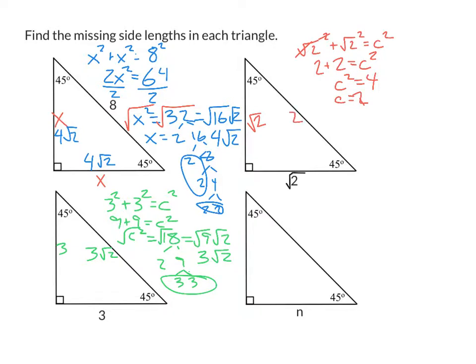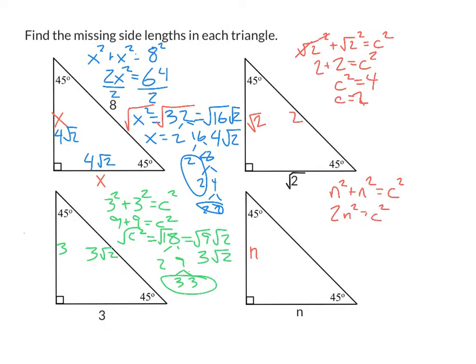And then finally, the bottom right one. So I don't have any numbers in this one, at least for the sides. But I do know that one leg is n. So that must mean that the other leg is n. So if we do n squared plus n squared, and that's equal to c squared, let's figure out what c is supposed to be. Much like the x squared plus x squared, we can combine like terms. 2n squared equals c squared.